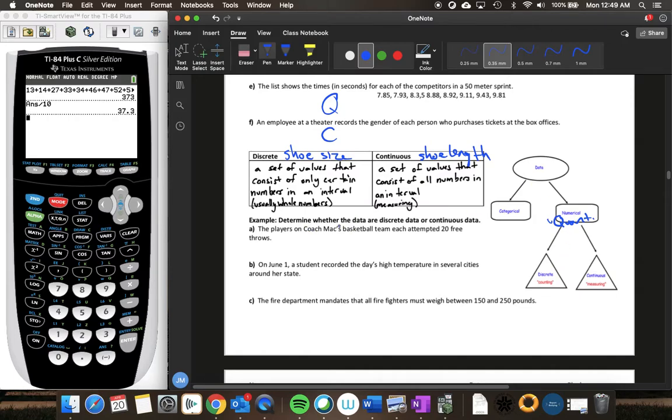So in this first example, again, we're going to decide between discrete data and continuous. I'm just going to write D for discrete, and I'm going to write C for continuous. So don't think when I write C, I'm writing categorical. I'm now focused on discrete and continuous.